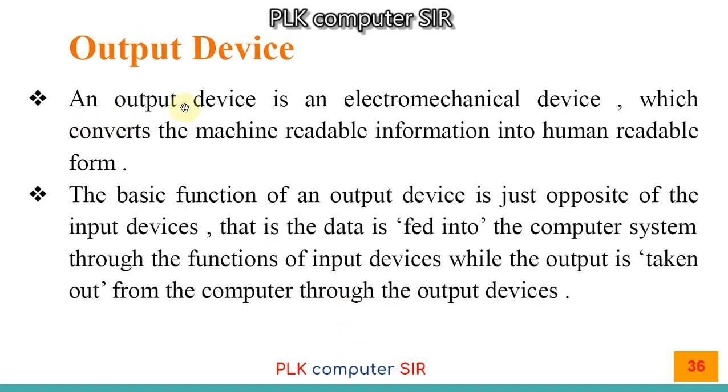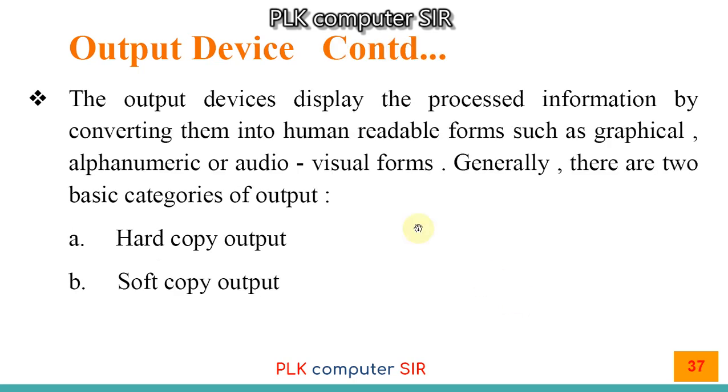Output device. An output device is an electromechanical device which converts machine readable information into human readable form. So that is an output device. The basic function of an output device is just the opposite of the input device. That is, the data is fed into the computer system through the input device, while the output is taken out from the computer through the output device. So through input we provide the data and instructions to the computer, and using the output device we get the output or result.